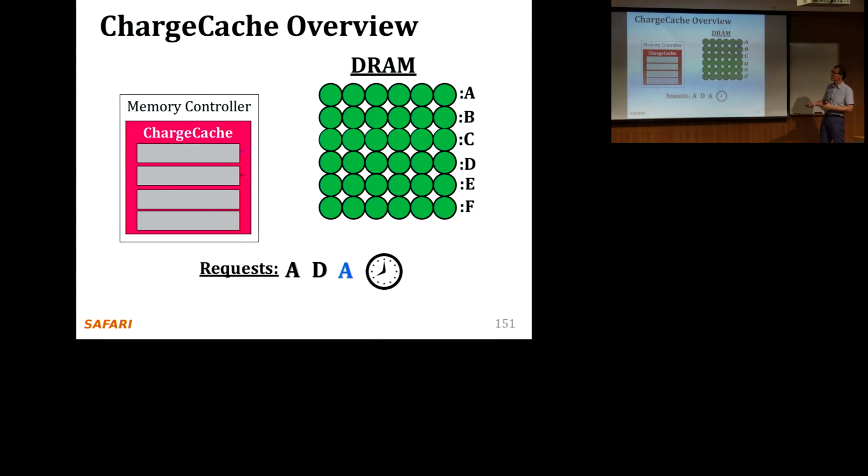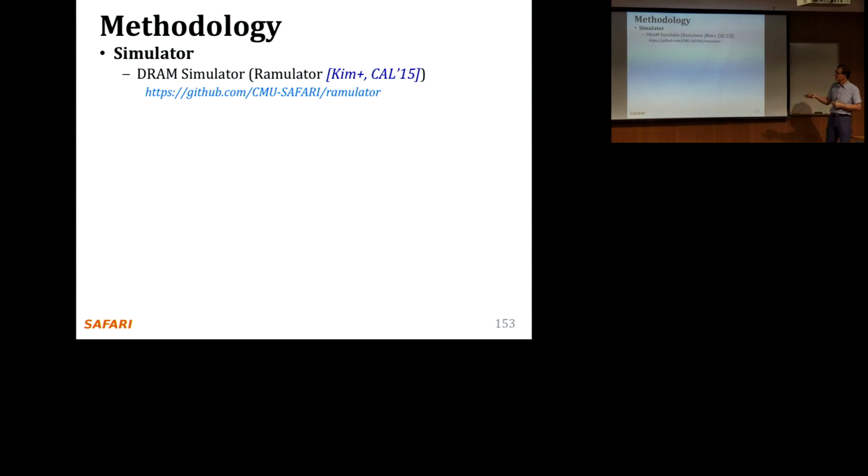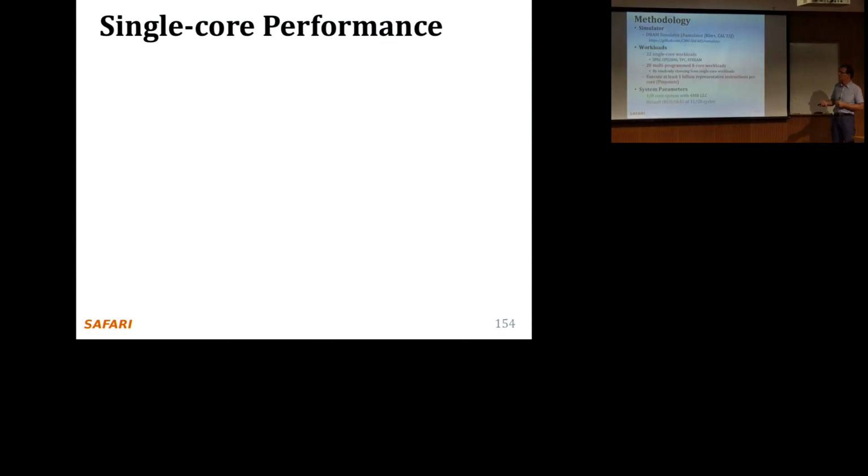And if time passes, if more than 8 milliseconds pass, you can clear the charge cache because you don't want the values over here to be stale. And that's the idea. So we evaluate it. You can take a look at the paper. It's very low cost in terms of area and power in the memory controller. And the methodology is, as usual, we use our simulator. Okay, you can read that in more detail.